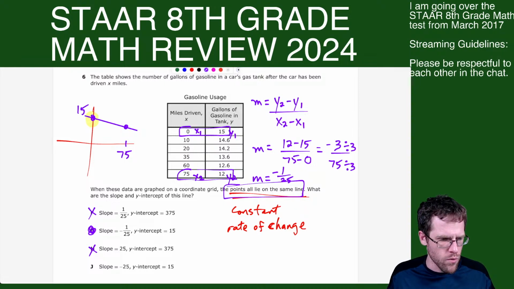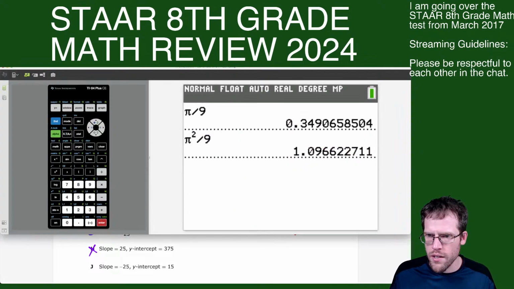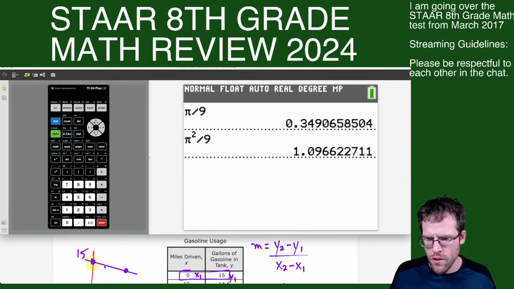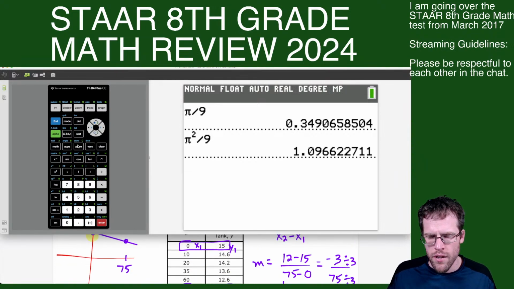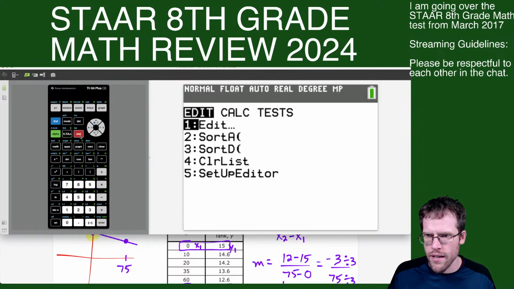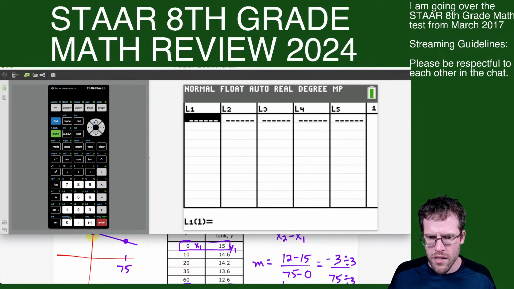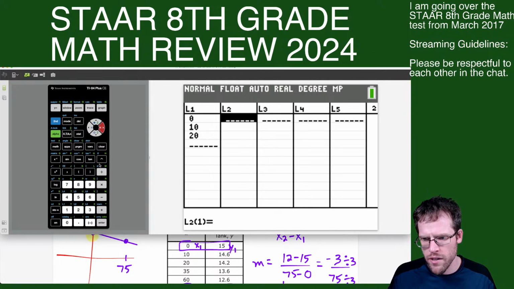If you want to use the calculator more than anything, here is a nice little trick: you could go to stats, edit, and I'm just going to type in everything. So I have 0, 10, 20. And to be honest, they said all of the points lie on a straight line, so I don't even have to type in the whole X and Y columns. I could just type in 2 points, but I'll put 3 just in case. So the first Y value we have is 15. Then we have 14.6. And then we have 14.2.